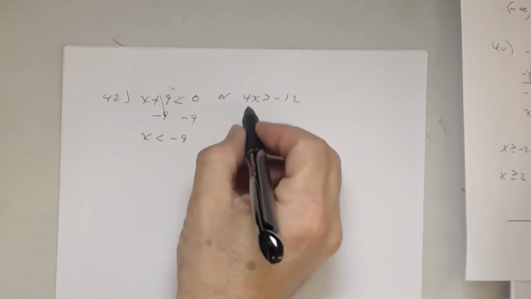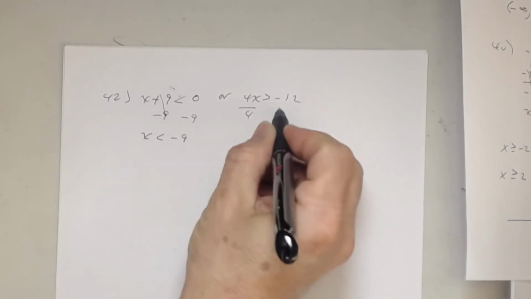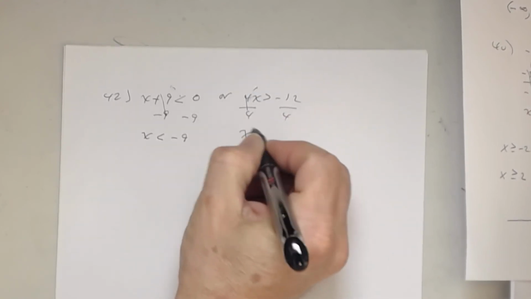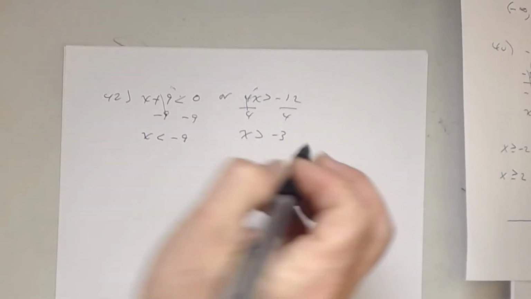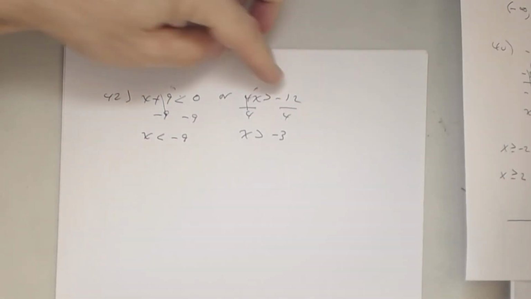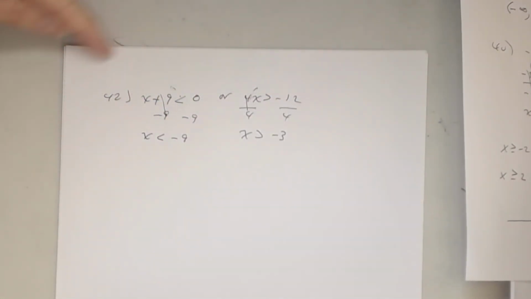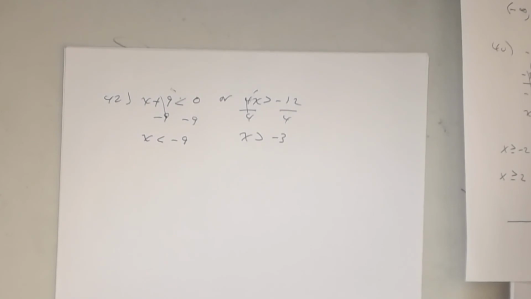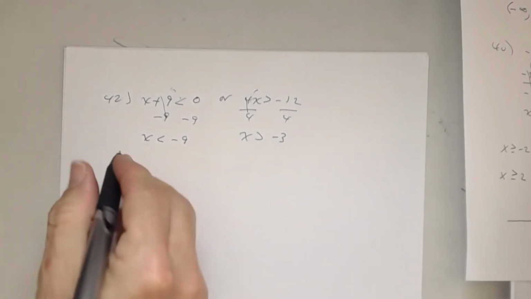Over here, how do we get x by itself? So x will be greater than negative 3. So any number bigger than negative 3 is the solution to that one, but it's also a solution to what? The compound one. Because remember, it's got to satisfy at least one of them. All right, but then you graph each one individually.